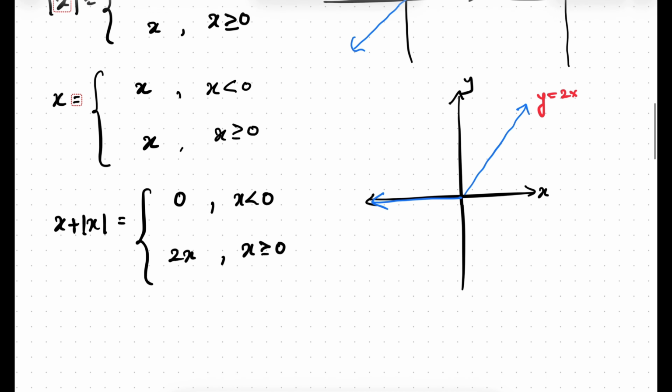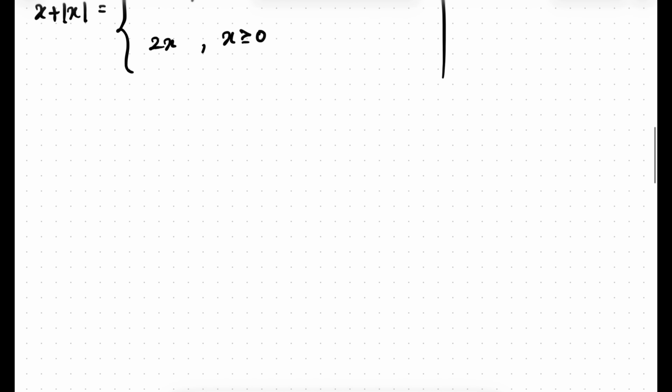Now we'll work out another problem to understand this concept deeply. So we are asked to graph x plus floor of x. Your floor function, floor of x, is simply the greatest integer function.